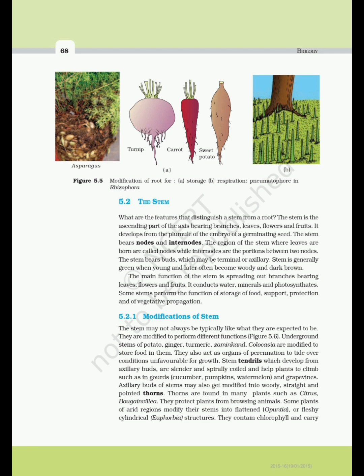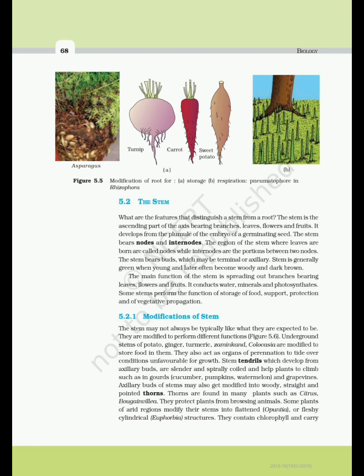Figure 5.6. Underground stems of potato, ginger, turmeric, zaminkand, colocasia are modified to store food in them. They also act as organs of perennation to tide over conditions unfavorable for growth. Stem tendrils, which develop from axillary buds, are slender and spirally coiled and help plants to climb, such as in gourds, cucumber, pumpkins, watermelon and grapevines.